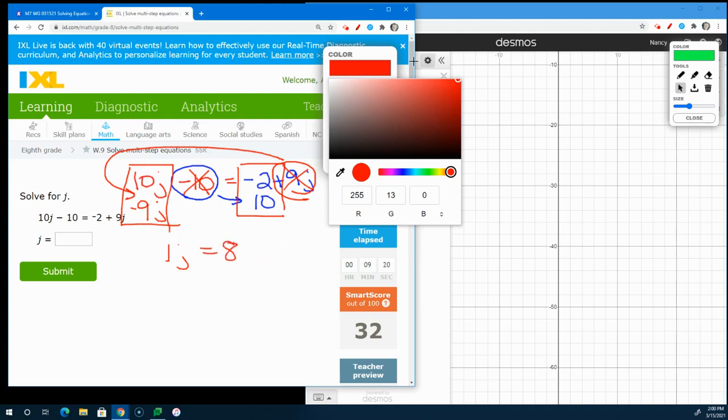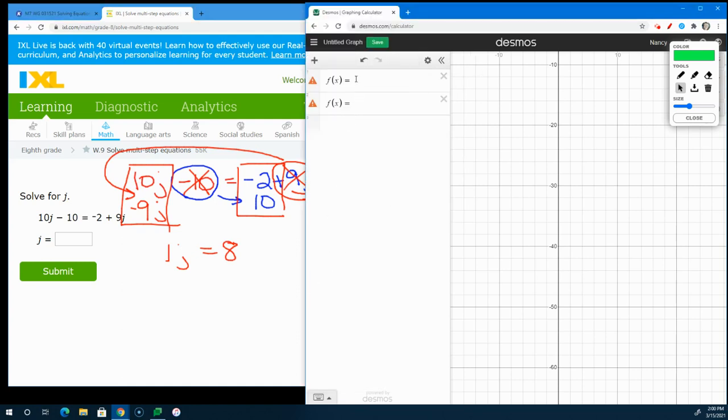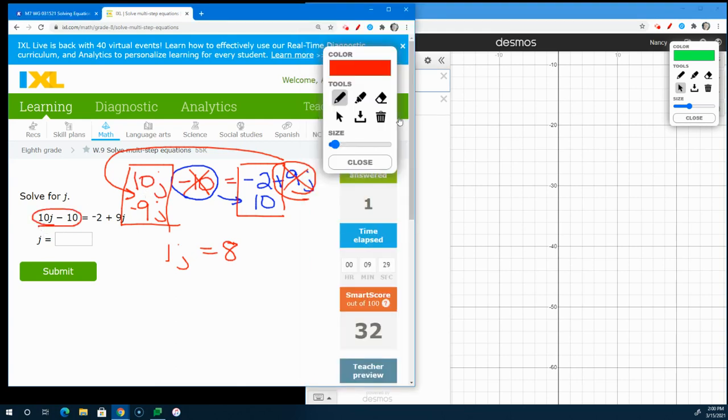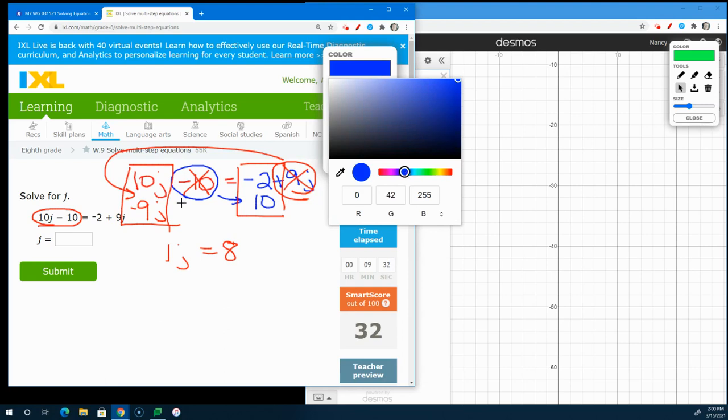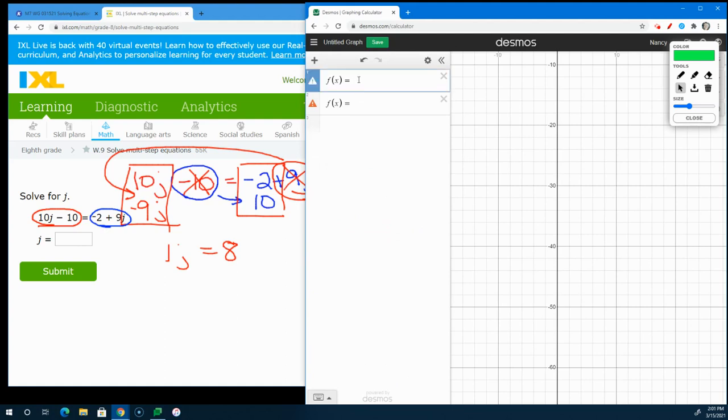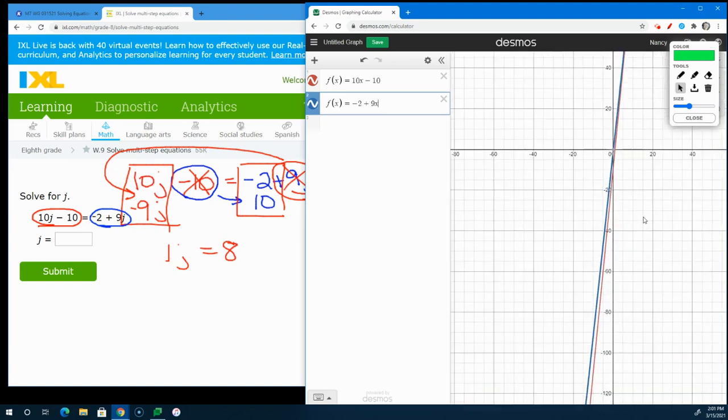All right, let's check our answer. Come over here to the graphing calculator. I'm going to enter the original red side, which is this. Let me go ahead and do the blue as well. This was the blue. And remember, I'm going to be changing the j's to x's. 10x minus 10. Okay, so there's my red side. My blue side is negative 2 plus 9x. Okay, so yeah, these do intersect somewhere up here.